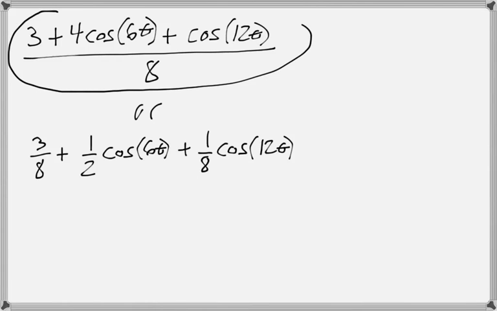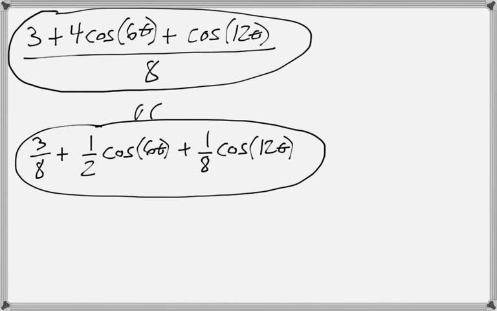So either way, that's our answer. Again, there's no exponent, so everything is cosine to the first power. We do have coefficients on the inside, so like we have a 6 theta and a 12 theta, but there's no exponents. So this, again, will be very helpful in calculus.